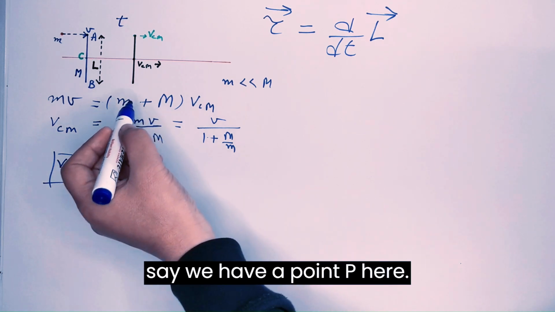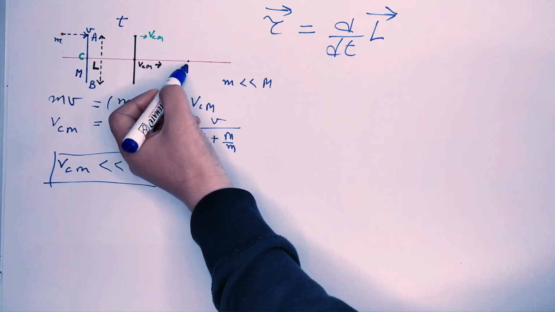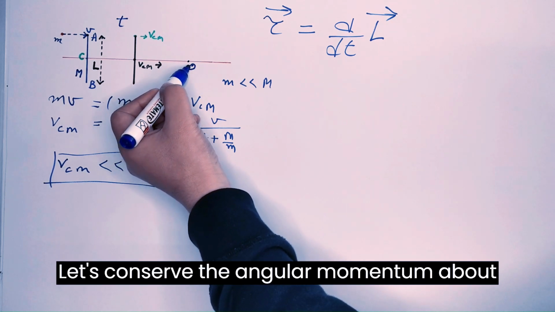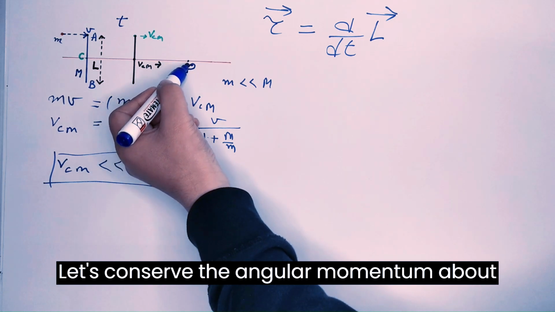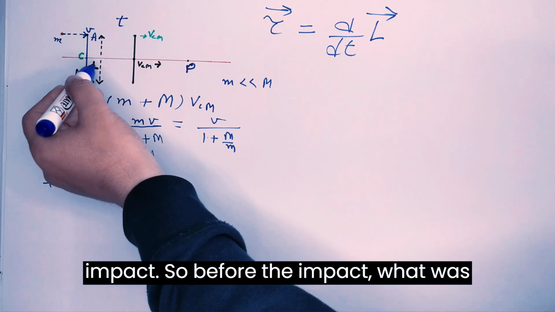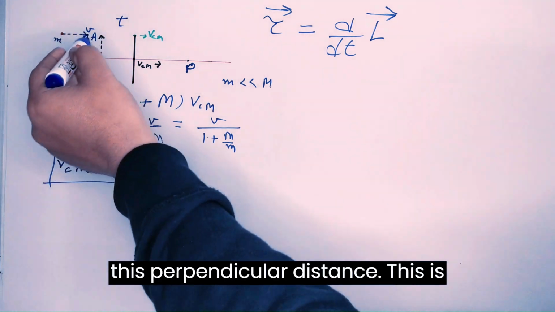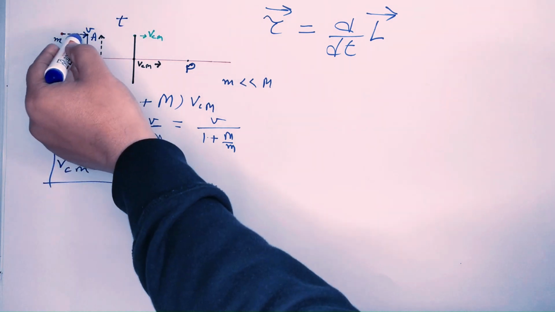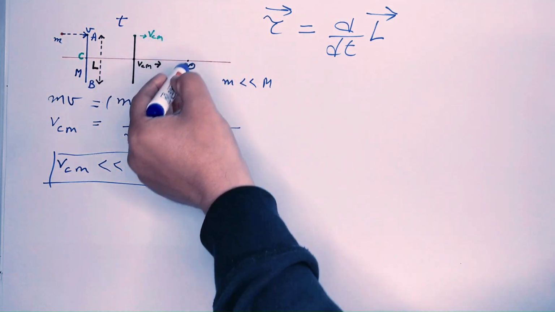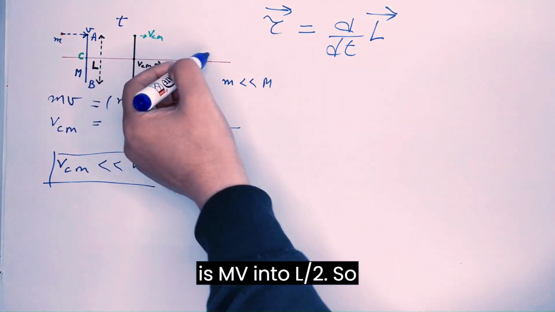So let's say we have a point P here. Let's conserve the angular momentum about P before the impact and after the impact. So before the impact, what was the angular momentum? mv into this perpendicular distance. This is the v vector, this is the distance. How much is that? L by 2. So the initial angular momentum is mv into L by 2.